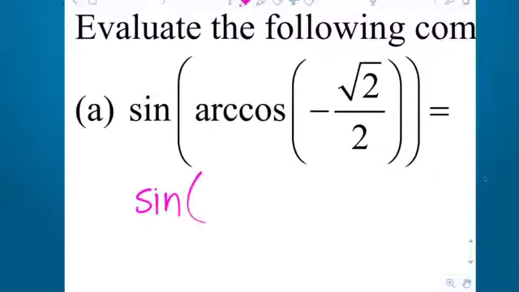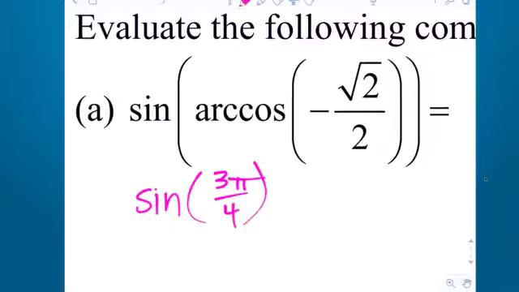Arc cosine of negative square root of 2 halves. What is the angle in the PVR for arc cosine where the cosine ratio is negative square root of 2 halves? 3 pi fourths. Good. It's got to be a quadrant 2 angle because cosine is negative in quadrant 2. And, of course, you recognize the square root of 2 halves as your pi fourths reference angle. So that's going to be 3 pi fourths.